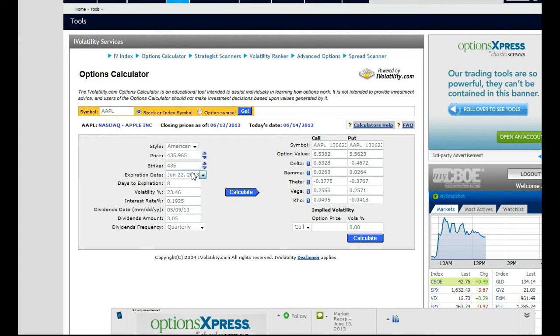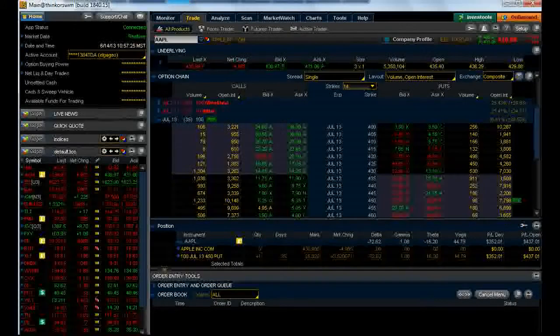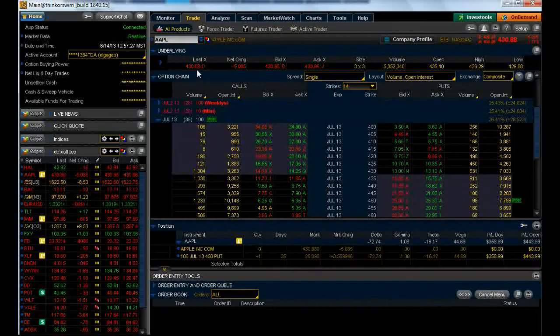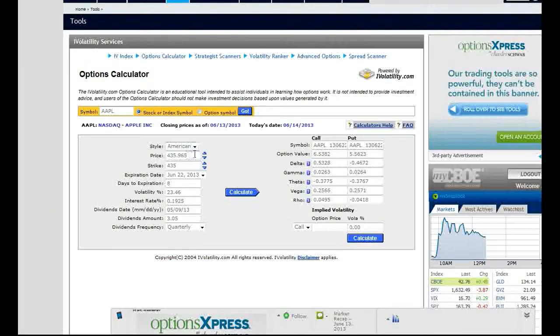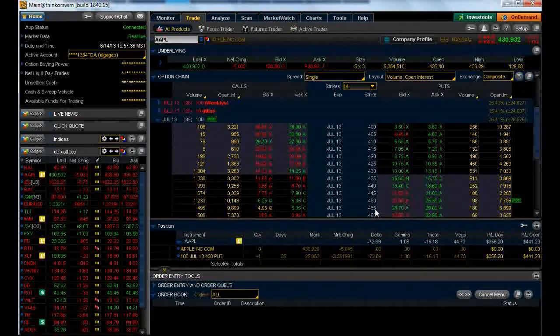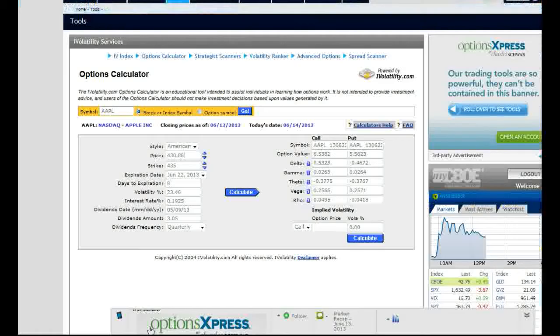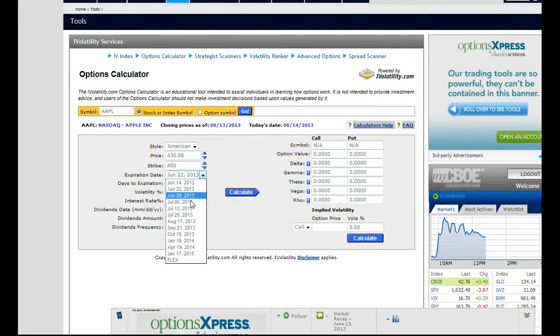Now, it'll always bring up the data from the prior day. This doesn't update in real time. So let me go put in the data here for today. Apple stock is trading at 430.88. We're in the July 450 strike, correct? So we'll change our strike up to 450, and let's go to July.